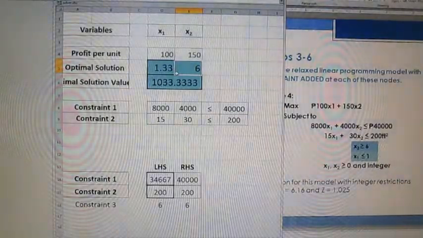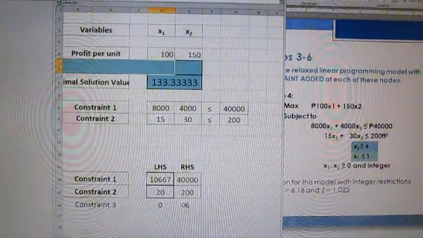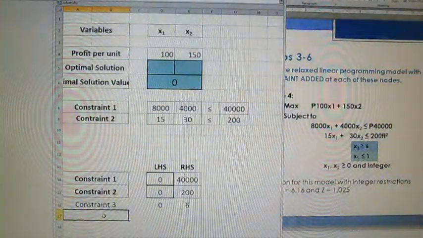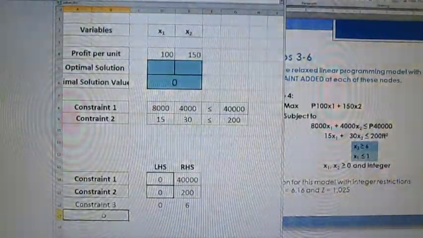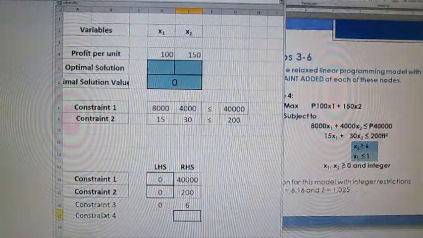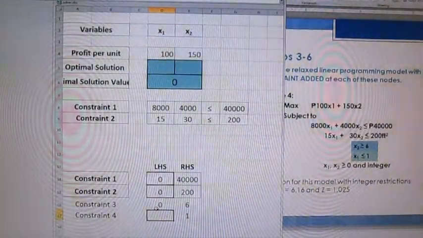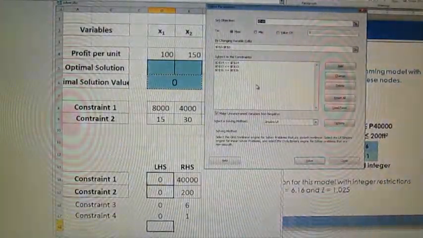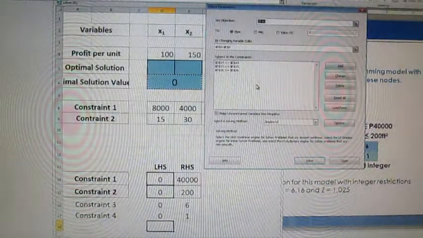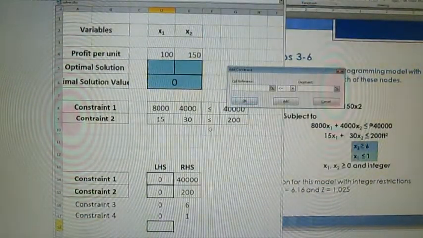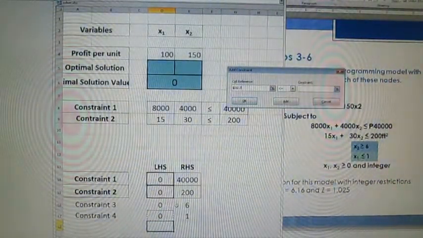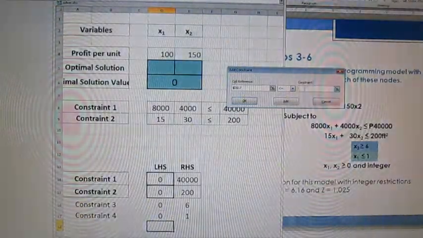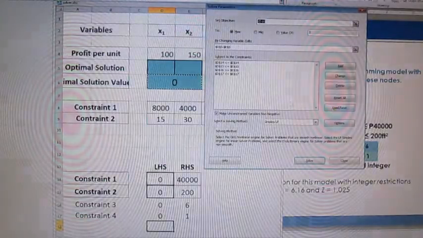So, burahin lang natin yung solution kanina. Tapos, magdagdag tayo ng additional constraint kasi makikita natin, 4 na yung constraint. So, constraint 4. Ang right-hand side value niya ay 1. Tapos, yung left-hand side ay equal to x sub 1. So, using the solver, dahil yung huling solution natin kanina ay using node 3, tapos sa node 3 din tayo nag-branch, magdadagdag na lang tayo ng additional constraint na yung constraint 4 na x sub 1 must be less than rather, or equal to 1. Okay. Then, solve.